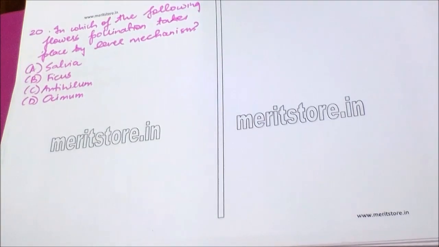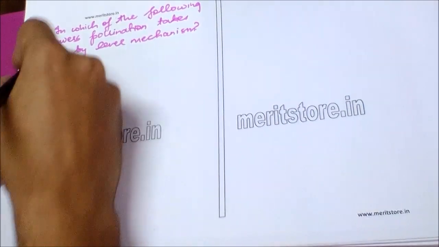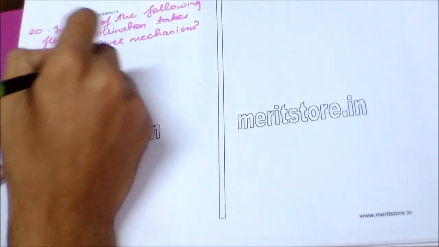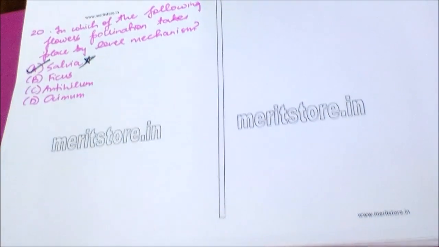In which of the following flowers pollination takes place by lever mechanism? Option A, salvia, option B, ficus, option C, antirrhinum, and option D, ocimum. So the answer to this question is option A, which is salvia.